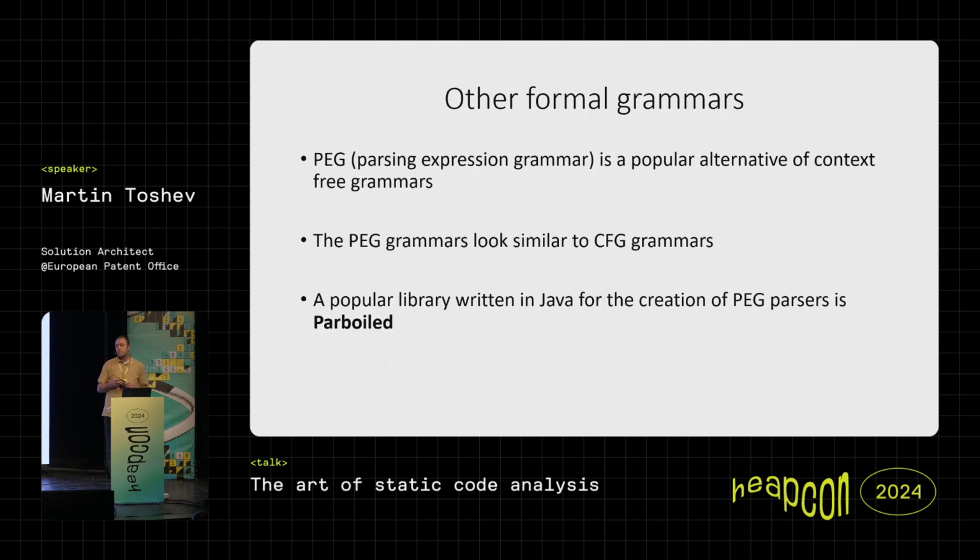And there are other formal grammars that can be used. As I mentioned earlier, we also have some libraries that are based on the parsing expression grammar. It's a popular alternative to context-free grammars. A popular library in Java that you can use to write PEG-based grammars is Parboiled. I would say it's simpler to use because you define the grammar rules in the source code. You don't need a separate file with the grammar definitions. And PEG grammars look very similar to context-free grammars.